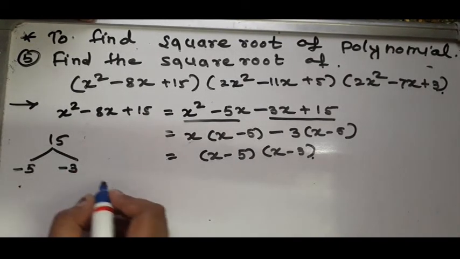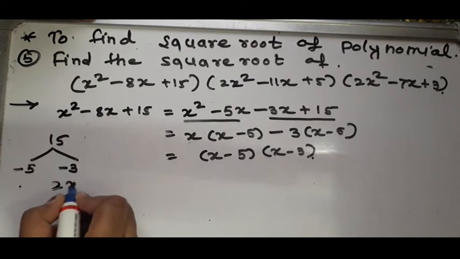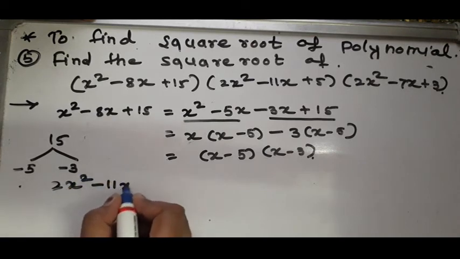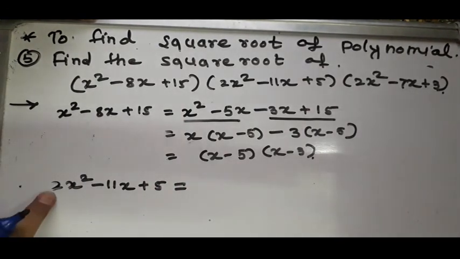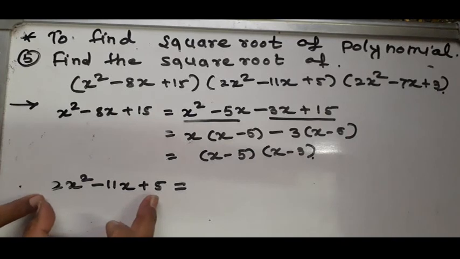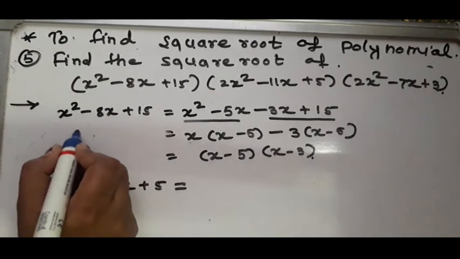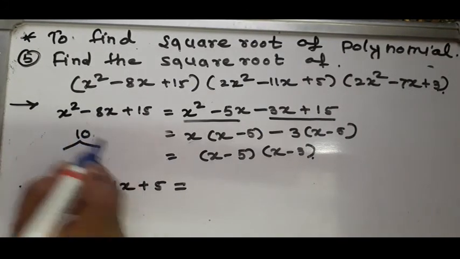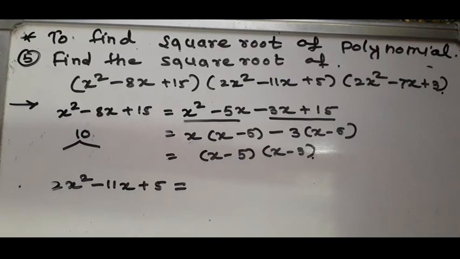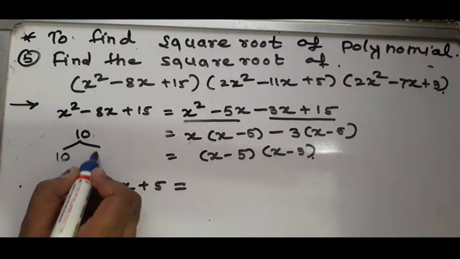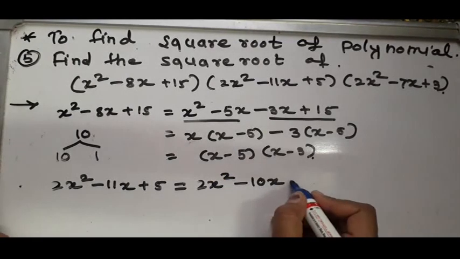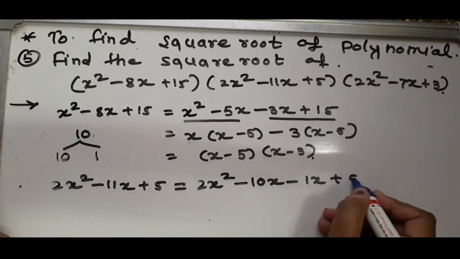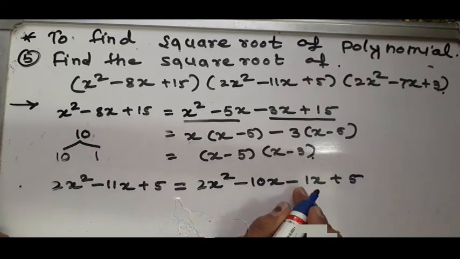Now we will do the factorization of the second polynomial, that is 2x square minus 11x plus 5 equal to, now see, here there is a coefficient of 2. So while writing numbers I will check the product of these two. Okay, so 2 5s are 10. I need to find two numbers whose product is 10 and sum is 11. And again it is simple, 10 ones are 10. So it will become 2x square minus 10x minus 1x plus 5. As sum is plus, both minus minus.